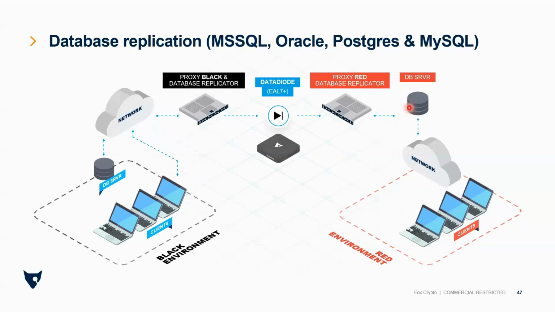We call it data loss prevention. For Microsoft, we created a replicator. For Oracle, you have a solution more or less from Oracle themselves called GoldenGate. And for Postgres, MySQL, MariaDB, and so on, we have scripts which can do this. But the thing to realize is you can replicate databases over a data diode.